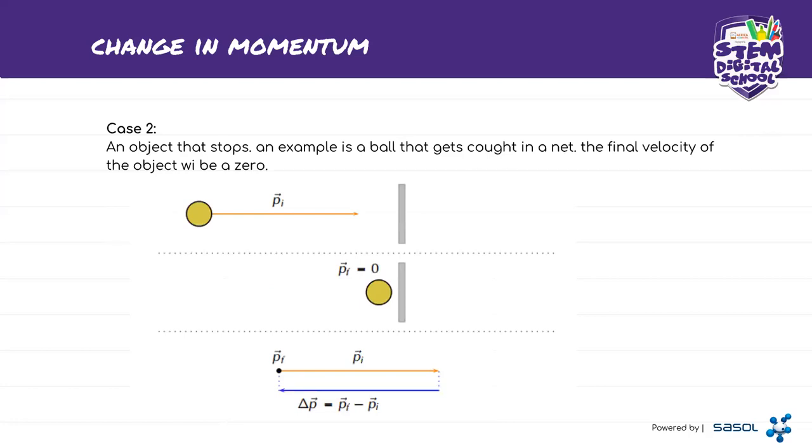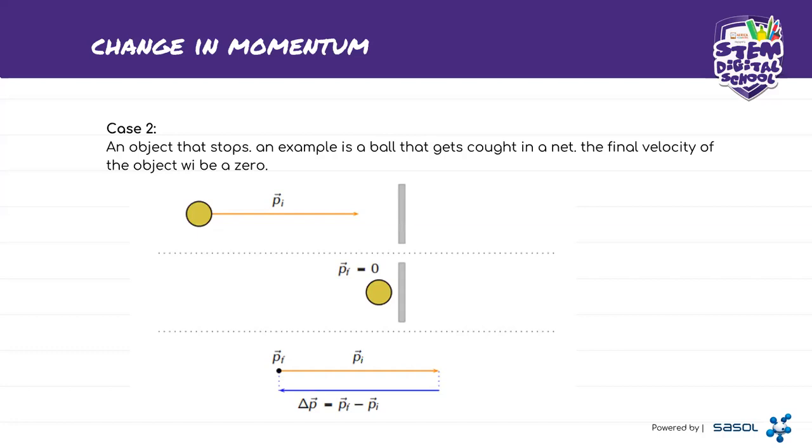Now we're going to have the second case, which is case 2. This is where an object is going to stop. Remember, we spoke about an object that bounces back, and now we come to an object that literally stops. An example is a ball that gets caught in a net. For example, when you throw a ball and it's caught in the net, it's going to stop. It's not going to go further.